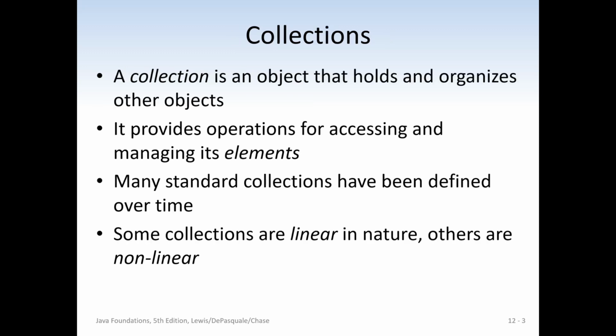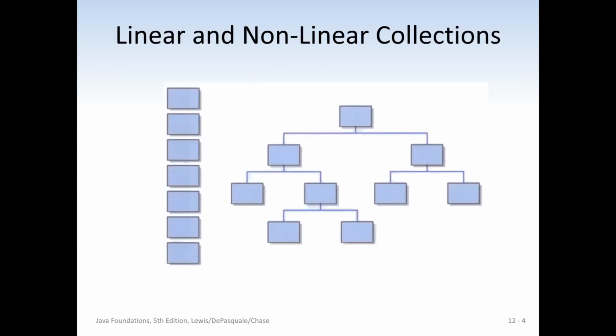So a collection is an object that holds and organizes other objects, and it provides operations for accessing and managing its elements. There are many standard collections that have been defined over time. Some of the collections are linear, and some of them are nonlinear. Here we see an example of linear collections and nonlinear collections. The linear one is the one that's in a line. The other one looks something like a tree. I'm sure you guys have all seen trees. Tree is a type of collection we'll talk about later in the class. But it's a tree and it's nonlinear.